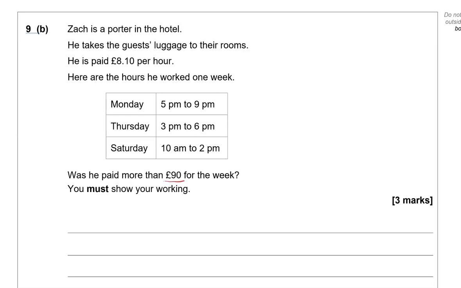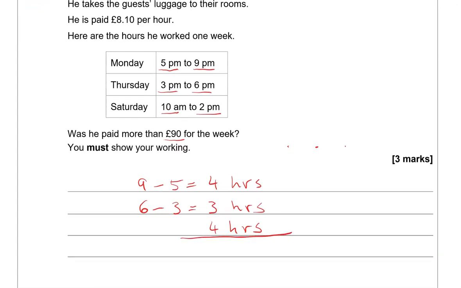So let's look at the number of hours done. 5 p.m. to 9 p.m., that is 9 take away 5 leaves us with 4 hours. 3 p.m. to 6 p.m., that is 6 take away 3 leaves us with 3 hours. 10 a.m. to 2 p.m., so from 10 a.m. to 12 is 2 hours. From 12 to 2 p.m. is another 2, so 4 hours in total for Saturday. How many hours is this altogether? 4 and 3 is 7 and the 4 is 11, so 11 hours.